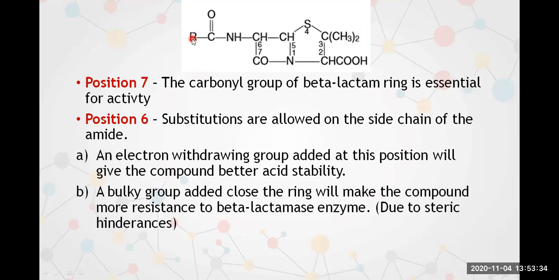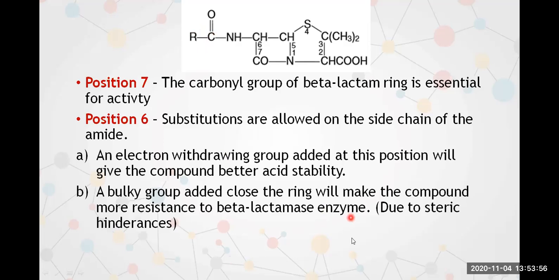So we want both the things. We want acid stability also, and we want the stability against beta lactamase. So we need to have both the characteristics. Which characteristics? We should have the electron withdrawing as well as the bulkier groups. Because electron withdrawing protects the acid stability and bulkier groups will protect against the beta lactamase.